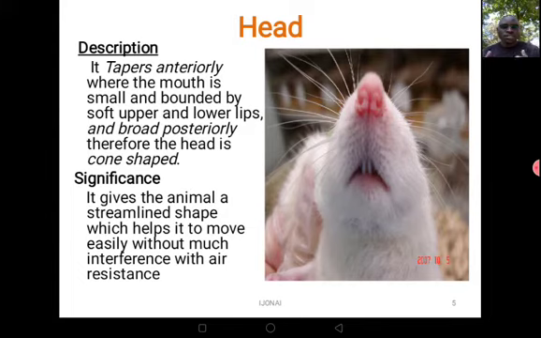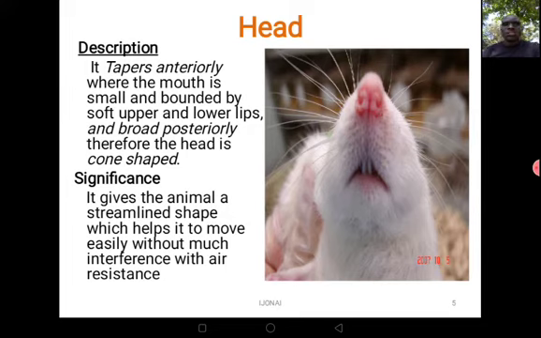I can see that it is smaller at the tip and expanded behind. It forms some sort of triangle, or a cone. So we can say basically that the head tapers anteriorly. It's pointed anteriorly, where the mouth is small and bounded by soft upper and lower lips, and broad posteriorly. Therefore, it is cone-shaped. So the head is pointed anteriorly and broad posteriorly and forms a cone shape.